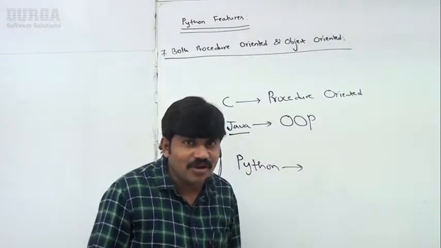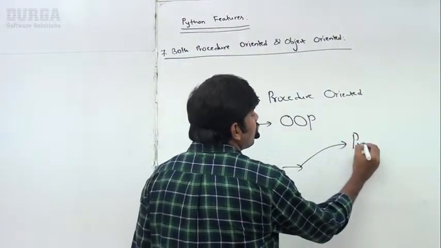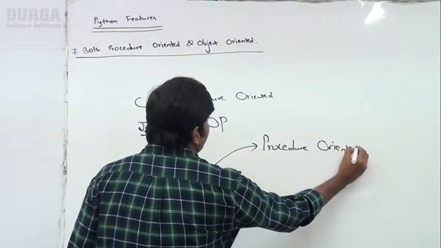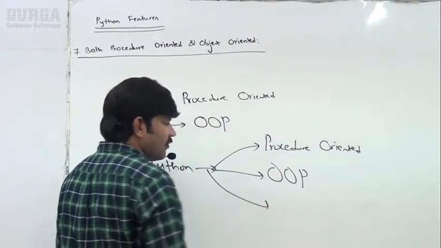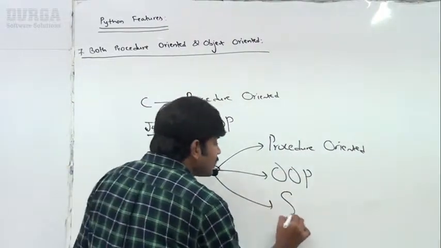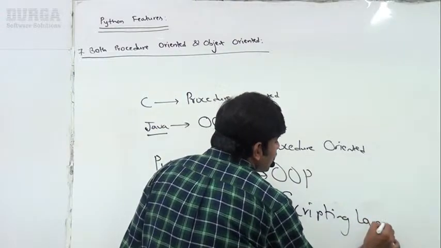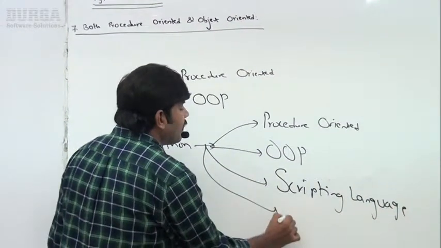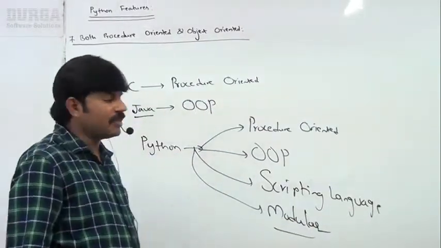Python is what? All-rounder. Yes, Python is a procedure-oriented programming language. It is an object-oriented programming language. It is a scripting language. So, Python acts as a modular programming language.